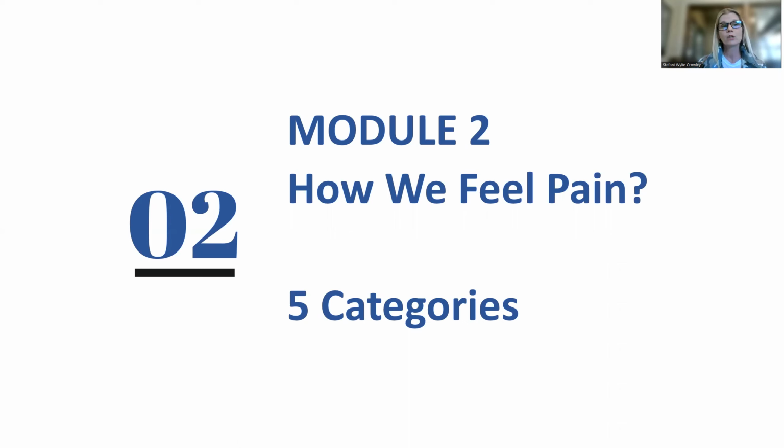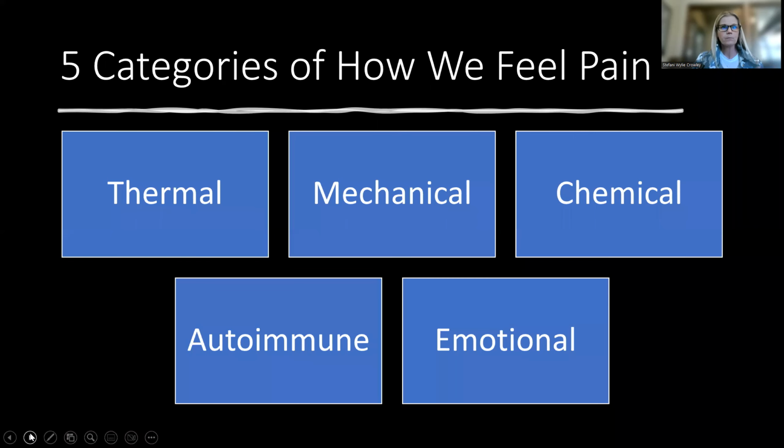Now, you can be in multiple categories. We've seen this before. I'll give you some examples because, honestly, when you've had pain for a really long time, there can be other categories that are presenting that need to be addressed because it's been going on for a really long time. So let's talk about what those are. So these are the 5 categories on how we feel pain.